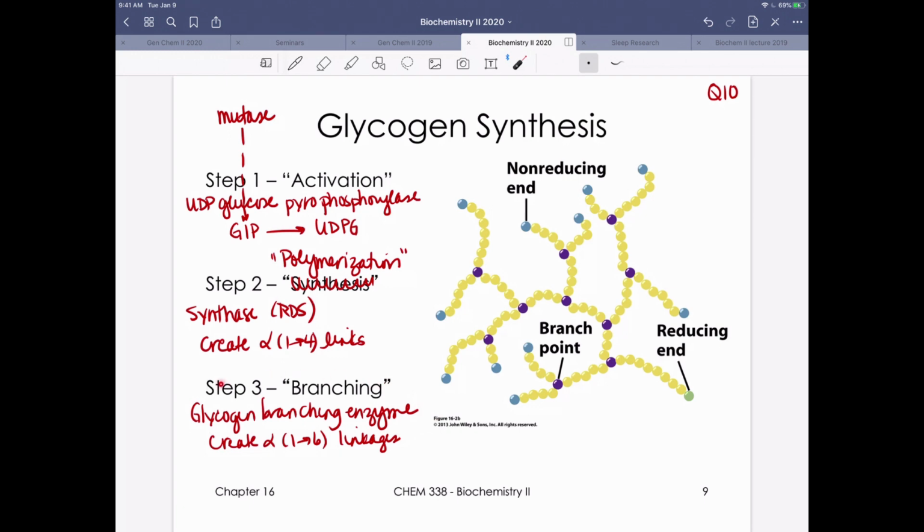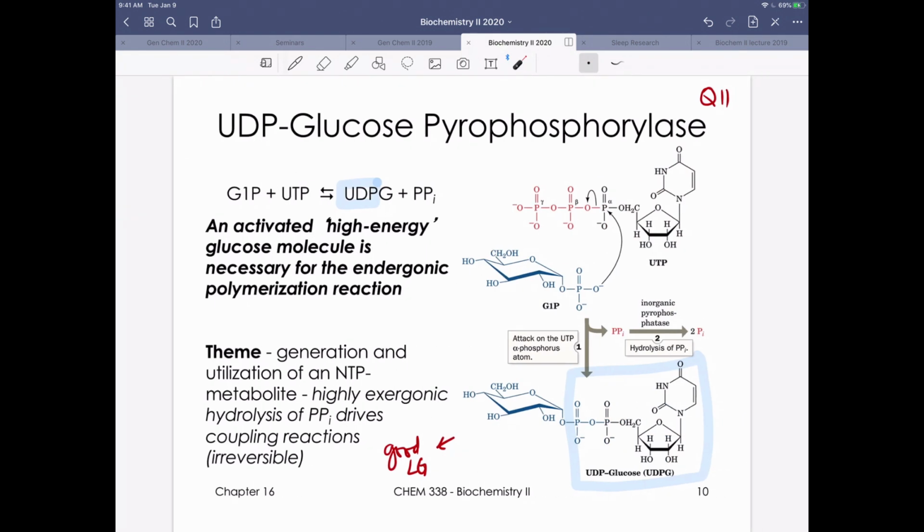The glycogen branching enzyme does much of the reverse of what the debranching enzyme does, in that it creates alpha-1,6 glycosidic linkages. It's going to take the end of one linear polymer and move it and create one of these branch points by creating an alpha-1,6 glycosidic linkage. We're not going to spend a lot of time on the enzymes in this synthesis pathway. We'll talk briefly about synthesis, but don't worry too much about the details of these enzymes.